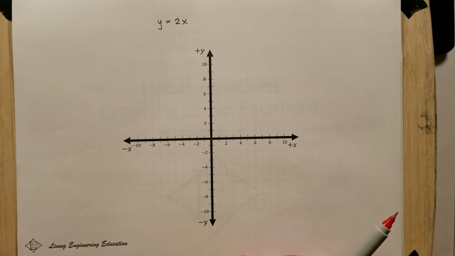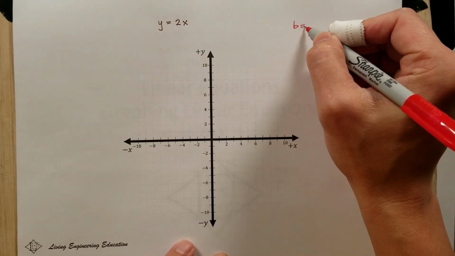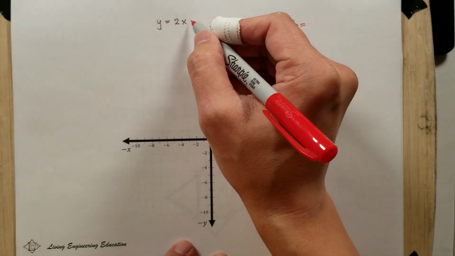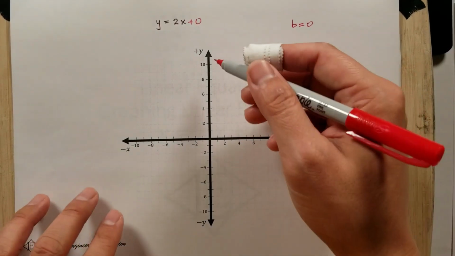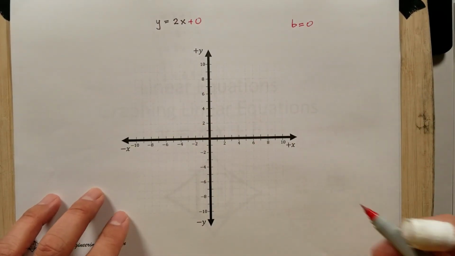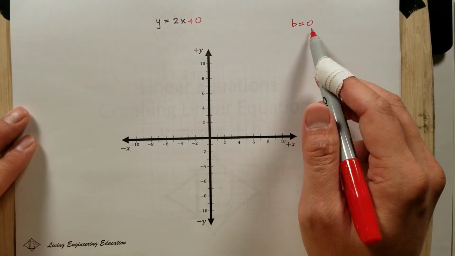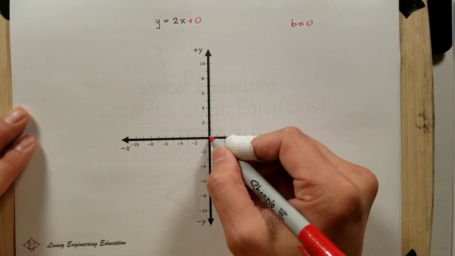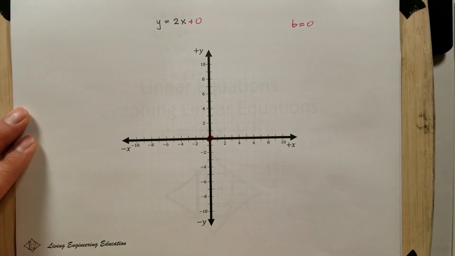So hopefully you start seeing a pattern here. First we have to identify what our y-intercept value is. In this case, this is basically +0, so this y-intercept is 0. So where on this graph can we make our first point? Well, our first point would be x equals 0, y equals 0, the y-intercept. So that would be our origin. So I just put a dot right at the center there.